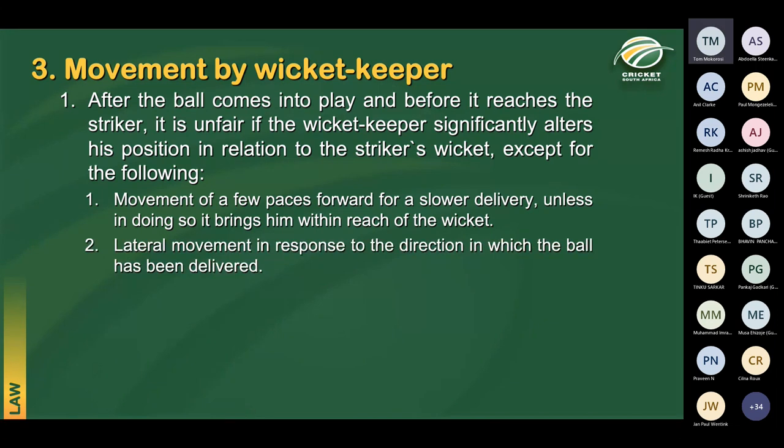The wicketkeeper is also allowed lateral movement in response to the direction in which the ball has been delivered. So I mentioned last week about Mahendra Singh Dhoni quite often effecting stumpings down leg side, where he would have noted to his bowler that the striker is batting outside his crease, or has a tendency to take a few paces outside his crease when playing the shot. So there's a chance of being able to stump the batter down leg side. With this plan in action, Dhoni would move down the leg side as soon as the ball is bowled, which is perfectly allowable as per this law.